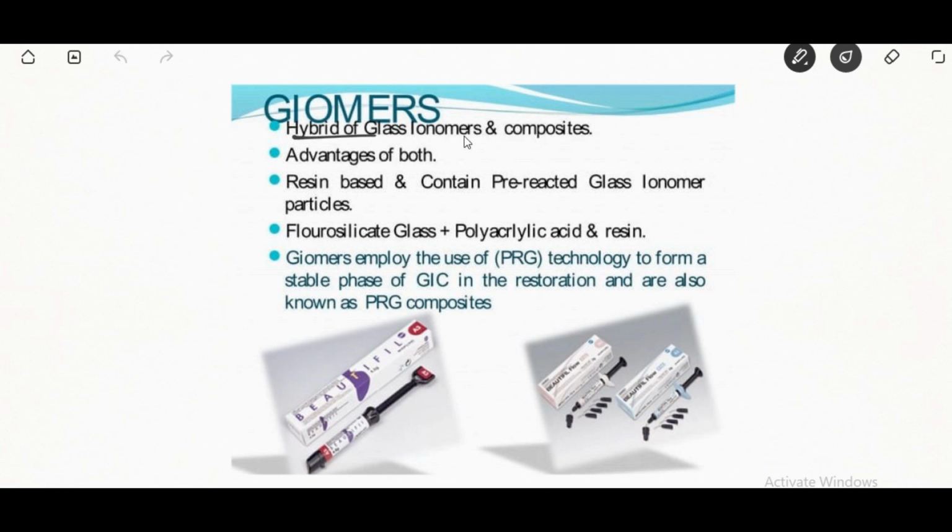What is the difference between the compomers and giomers? In compomers, a variable amount of polyalkanoic acid is incorporated into the resin matrix and the acid does not react with the glass until water uptake occurs into the restoration. Whereas in giomers, it is the fluoroaluminosilicate glass particles that react with the polyalkanoic acid in water prior to their incorporation into the resin matrix.